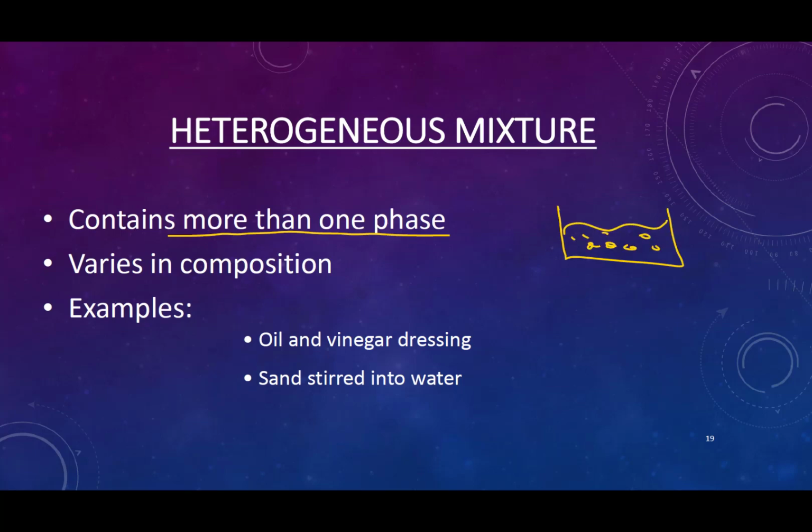That's a homogeneous mixture; this is an example of a heterogeneous mixture: sand and water. As you can see, it has different compositions. Sand particles are solid, water is liquid. Other examples are oil and vinegar.